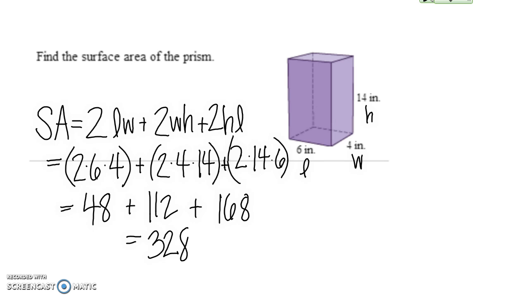Now remember, for surface area, it's just like regular area. We have square inches. Surface area.